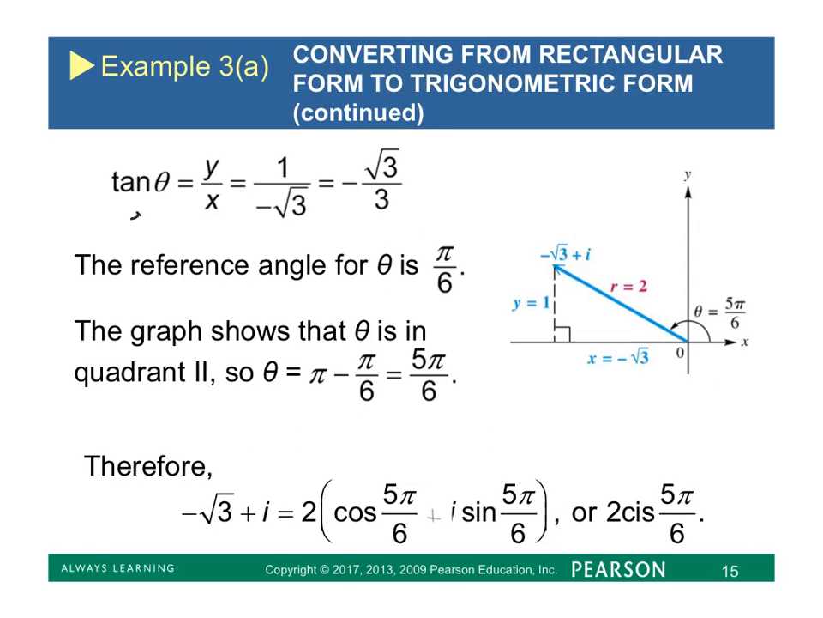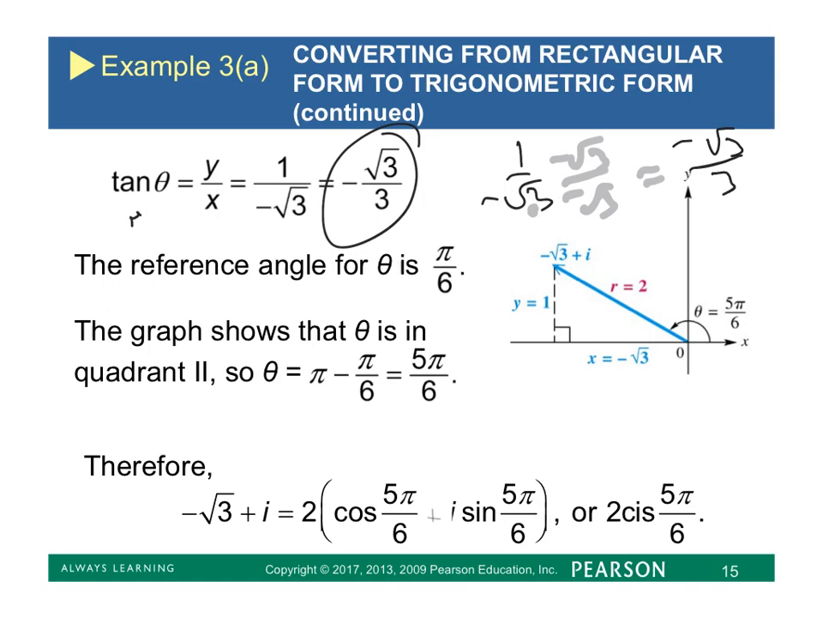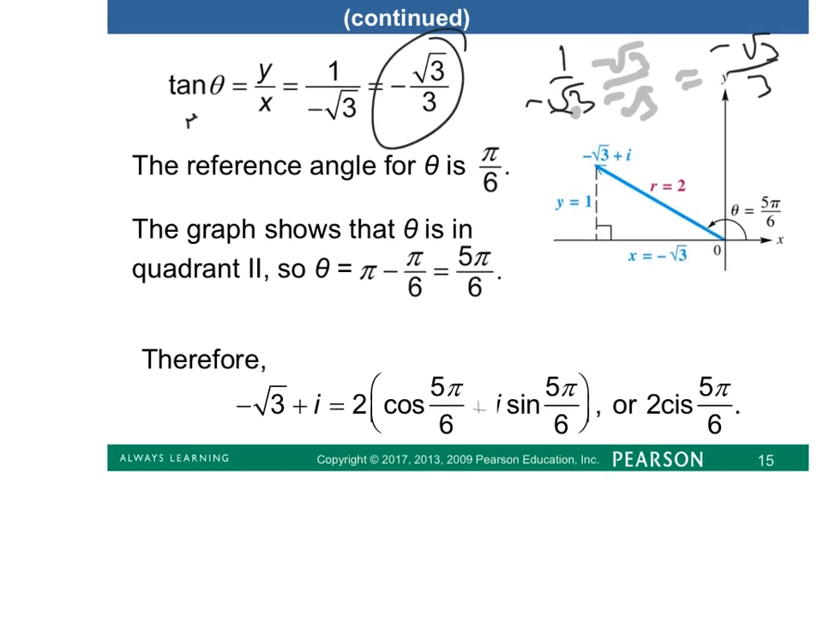Then he got... I had one over negative square root of 3, but remember he didn't leave the radical. So his work was he multiplied both sides by negative square root of 3 over negative square root of 3. That gives me a 3 down here and negative square root of 3 up here, which doesn't matter. Negative square root of 3 over 3. Same answer, and that's fine.